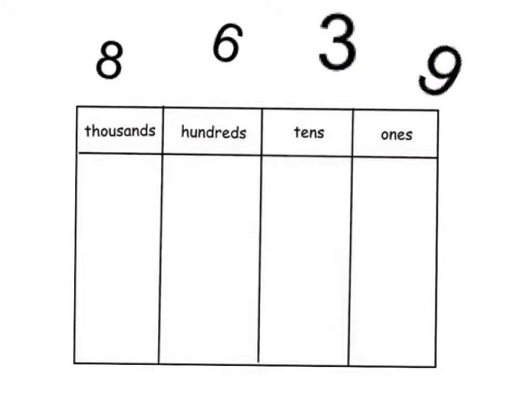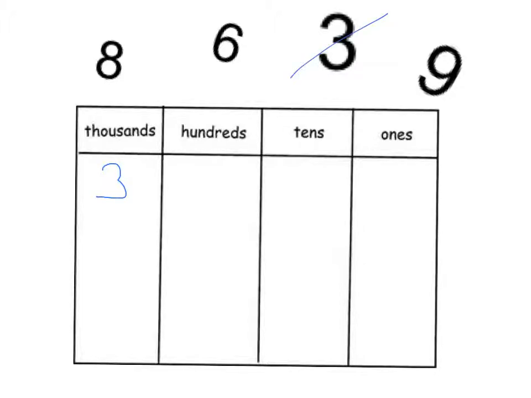So we're going to try and make the smallest 4-digit number that we can out of these 4 digits. So does anyone remember how we needed to start? We want the smallest 4-digit number possible. That's right, we needed to start with the smallest digit in the largest place value column. So that means that we need to start with the 3. So I'm going to start by putting the 3 in the thousands.